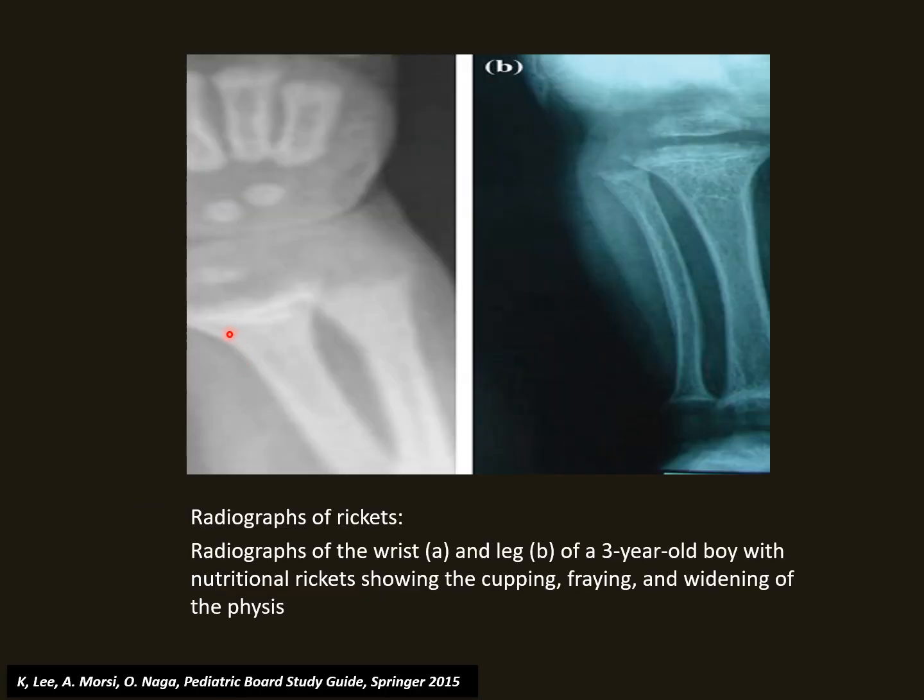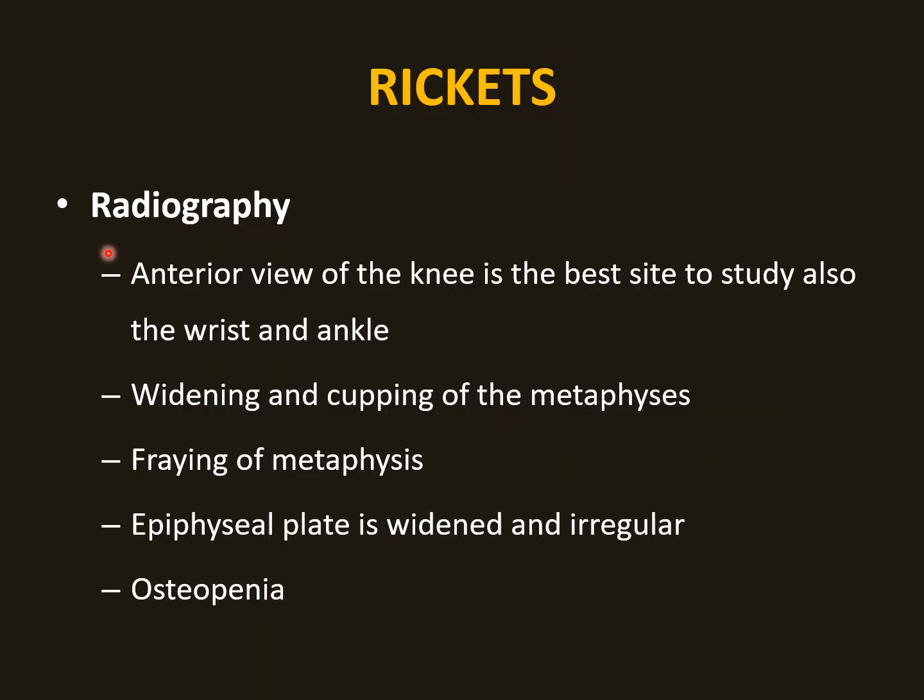This is an X-ray of a 3-year-old boy. This is the wrist and one of the leg. If you look at the physis here, it is very wide, with cupping and fraying, and it is not easy to see the end of the bone, so it is not really clear, and this is very classic for rickets. Radiologic findings are very important for the diagnosis of rickets.